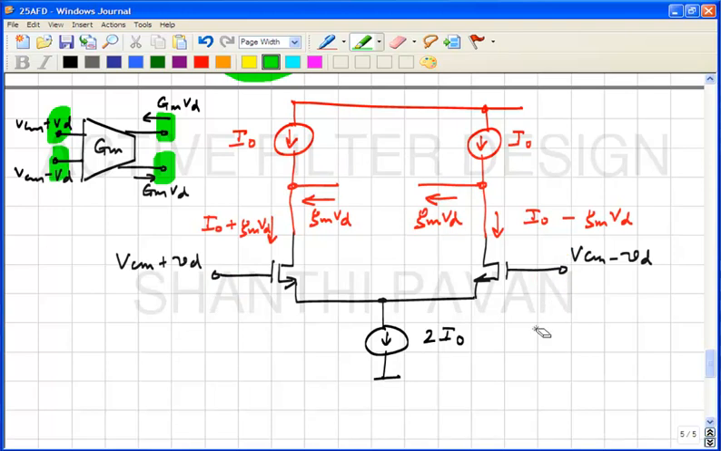Okay, what is the only assumption we have made here, if at all? When will these equations be valid? I naught plus GMVD and so on. Yes, Sandeep. Okay, small signal operation is one assumption. Another one?